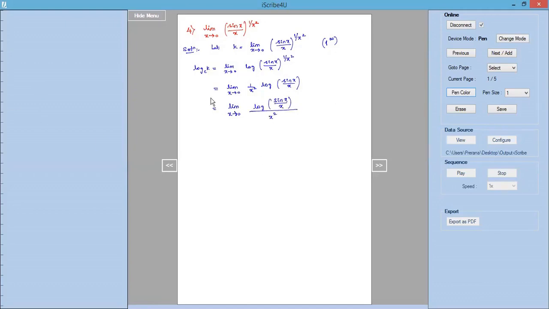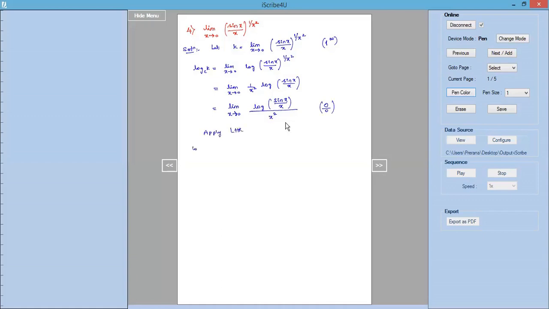Now let us check what form it is. Once we have put it into the fractional form, we should be getting either the form 0 by 0 or infinity by infinity to apply L'Hopital rule. So limit as x tends to 0, sin x by x is 1. So log 1 is 0. So we have it in the form 0 by 0, so that we can apply L'Hopital rule.